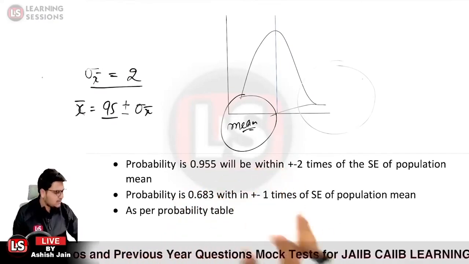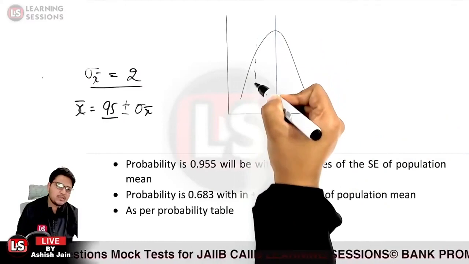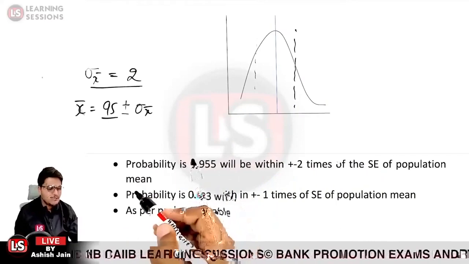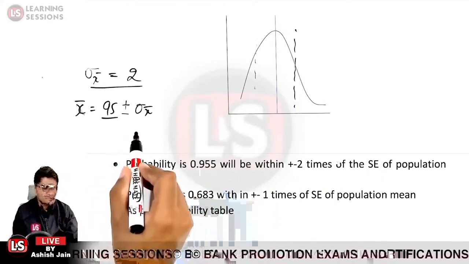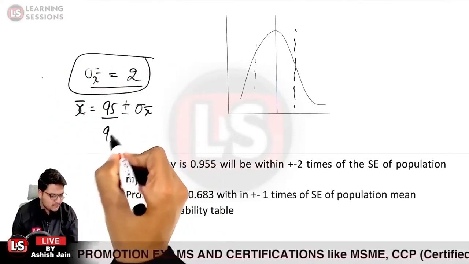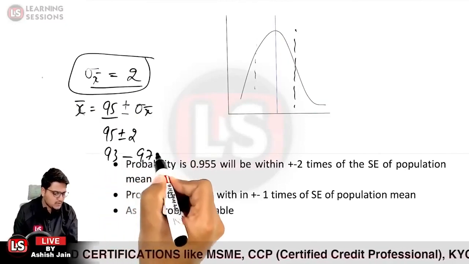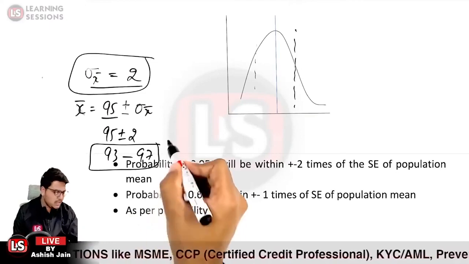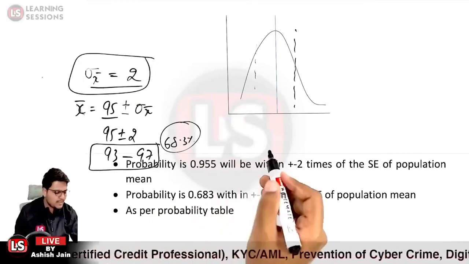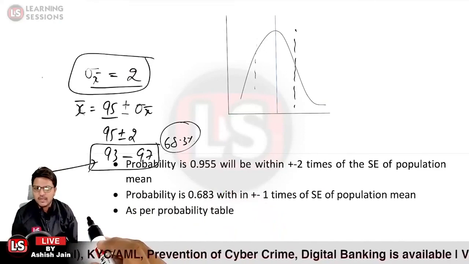If we consider that 68.3% of the population will fall under the mean calculated from the sample, the range would be the mean plus or minus sigma x bar. Over here we assumed sigma x bar to be 2, so it will be 95 plus or minus 2, that is, from 93 to 97. That would be the range for the 68.3% probability. That 68.3% of the population would lie in this particular range.